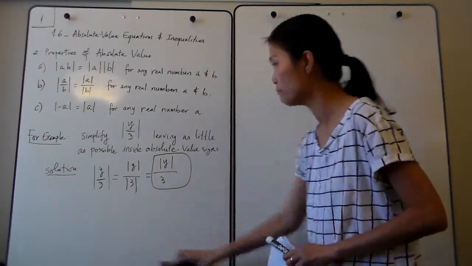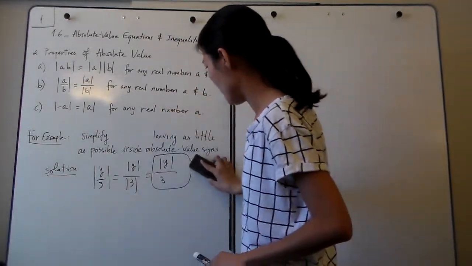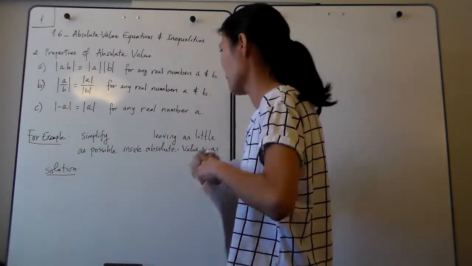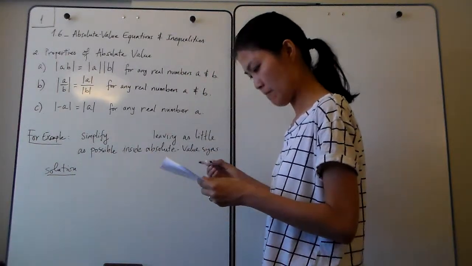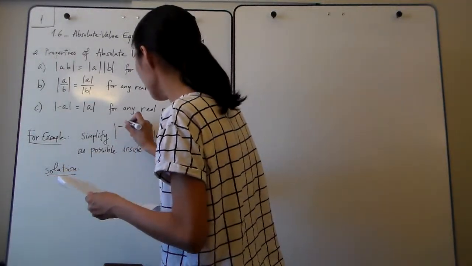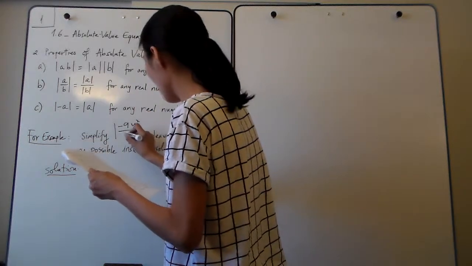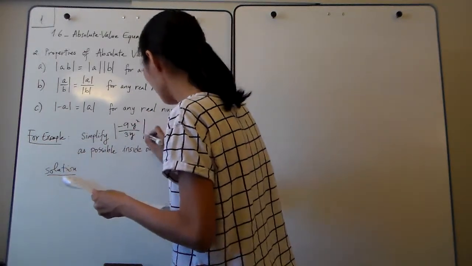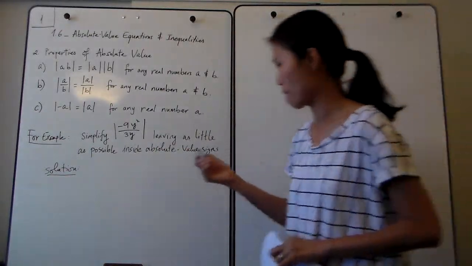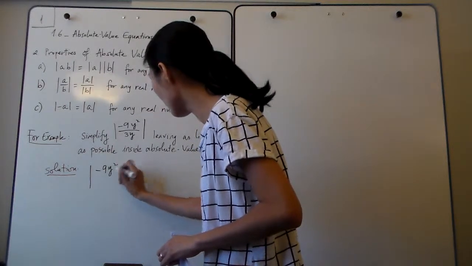And I have one more example. Same question, different problem. Let me simplify the absolute value of -9y squared divided by 3y. Okay? Simplify this absolute value. Rewriting the problem right here.